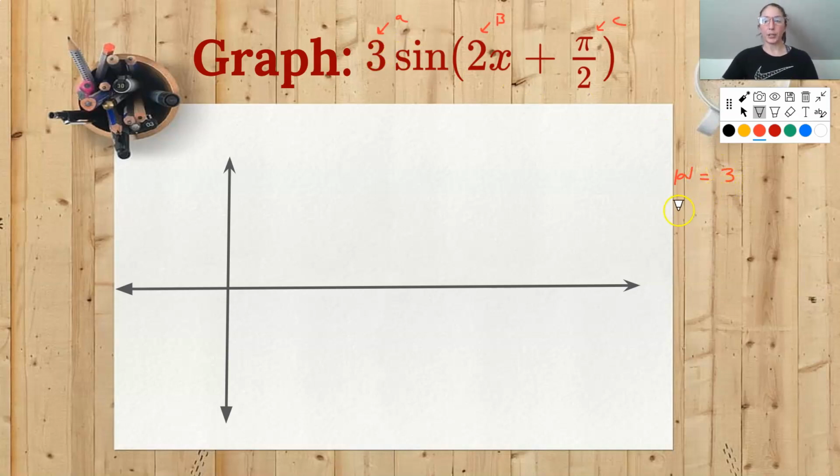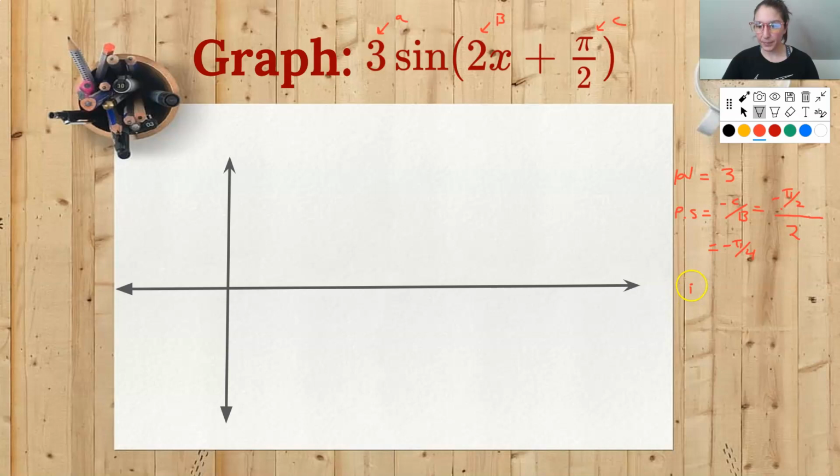My phase shift, remember, is -c over b. In this case, -c is -pi over 2, over b, which is 2. So my phase shift is -pi over 2 divided by 2. If I cut a half and a half, I get a fourth. So -pi over 2 divided by 2 is going to give me -pi over 4. Okay, I got my phase shift.